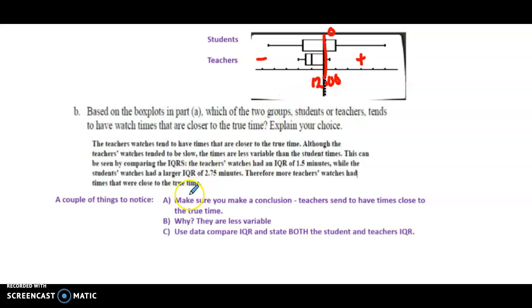Whenever you're answering questions like this, make sure that you actually have a conclusion. The teachers tend to have watch times closer to the true time. Make sure you have a reason, because it says explain: they're less variable. And then use data to compare your answers.